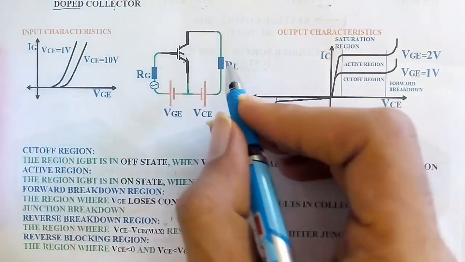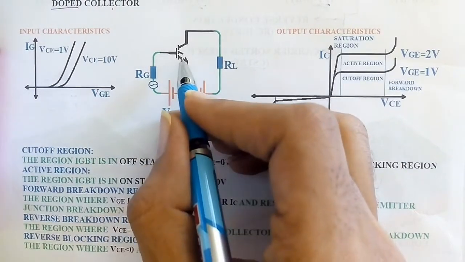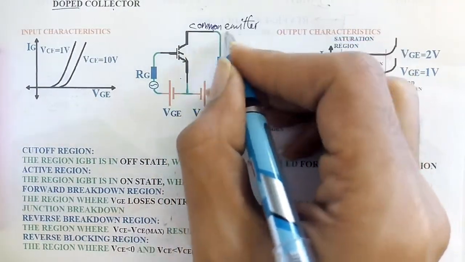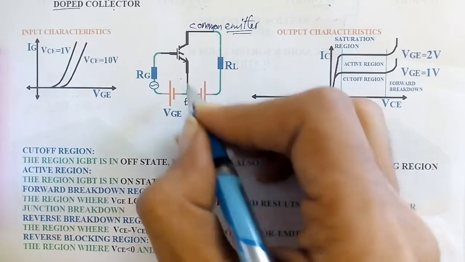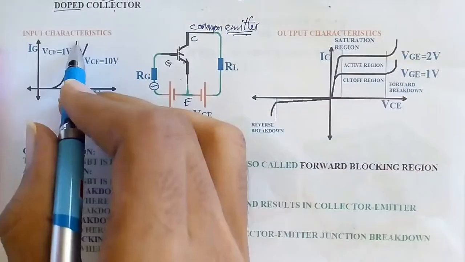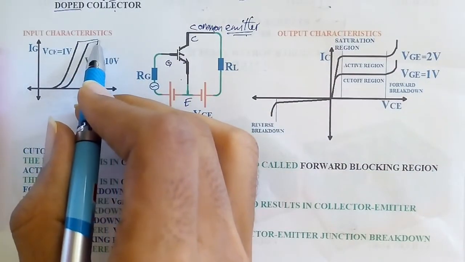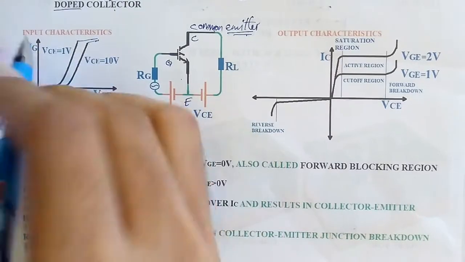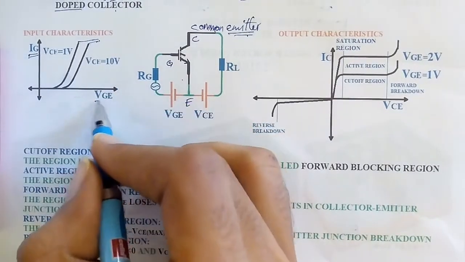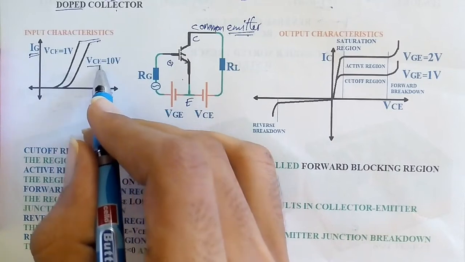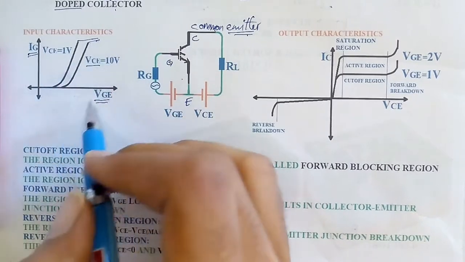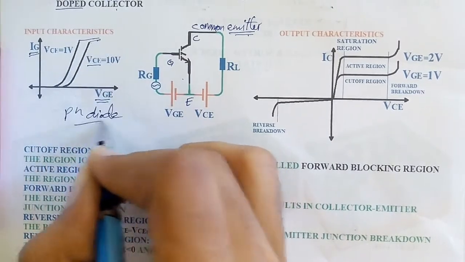Moving to characteristics of IGBT, since it is unipolar, common emitter is the only configuration used. This circuit indicates the common emitter configuration of IGBT. If we observe input characteristics, the graph is plotted taking gate current on the y-axis and gate voltage on the x-axis for a constant VCE value, and it is similar to that of a PN junction diode.